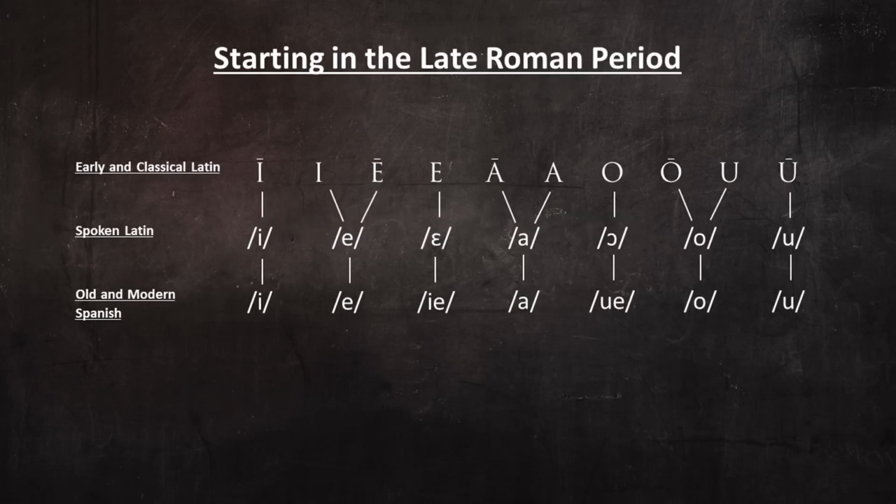Diphthongization. In the late Roman period, the stressed vowels of many regional dialects of Latin around the empire underwent further modification, various Iberian dialects among them.